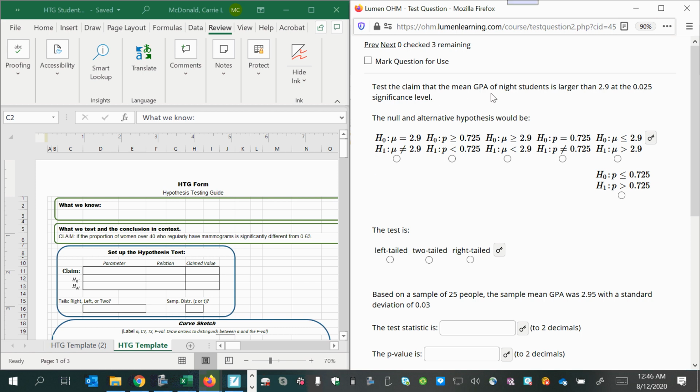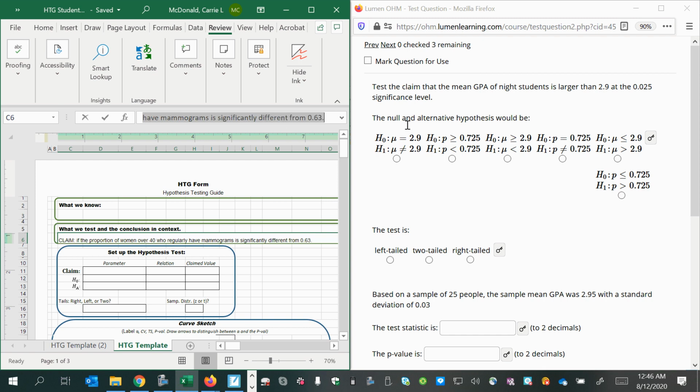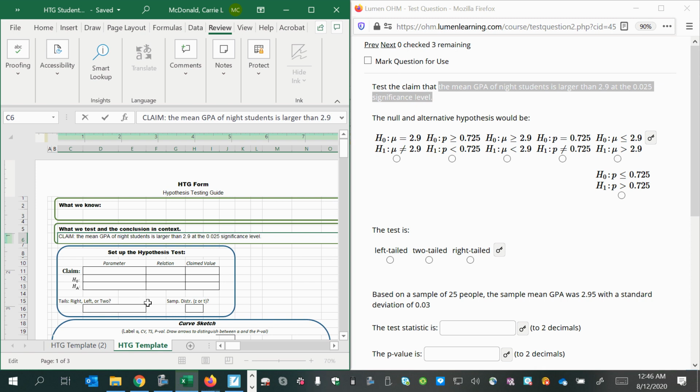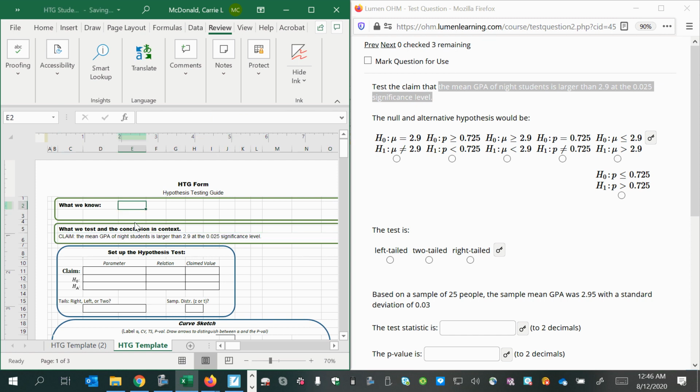Test the claim that the mean GPA of night students is larger than 2.9 at the 0.025 significance level. So the first thing to do is figure out what information has been given. We're told to test the claim that the mean GPA for night students is larger than 2.9 at the 0.025 significance level. So our significance level is our alpha, and that is 0.025.